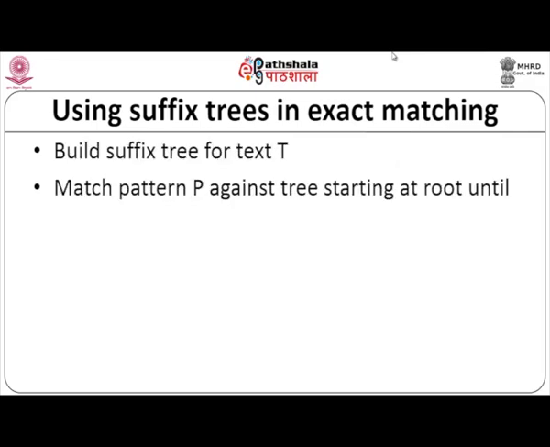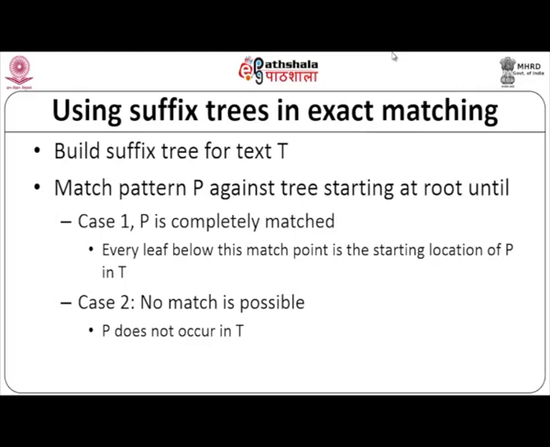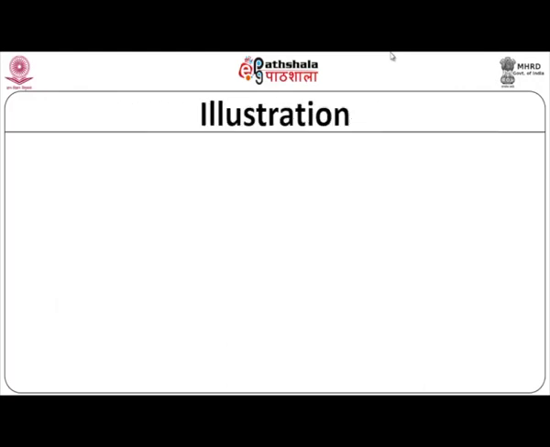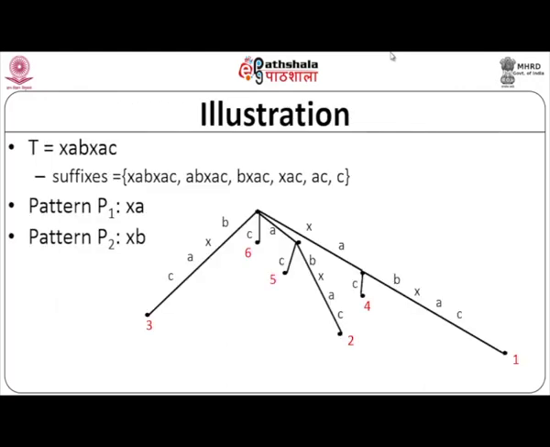So how do we use the suffix tree in exact matching? Build the suffix tree, then match the pattern. This is basically for pattern matching, especially when you have a search key. Match pattern P against the tree starting at the root until P is completely matched. Every leaf below this match point is a starting location, and if no match is possible, P does not occur. So this is an illustration of what we have seen. P1 is XA and P2 is XP.